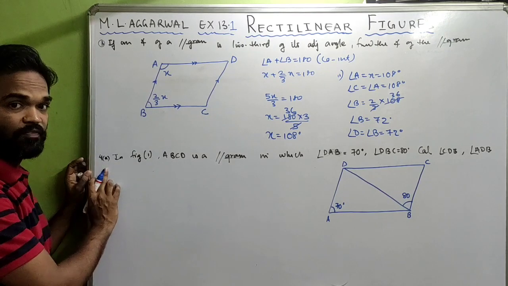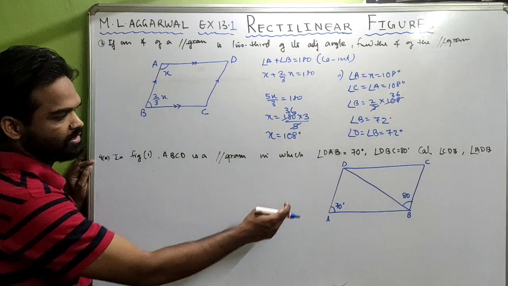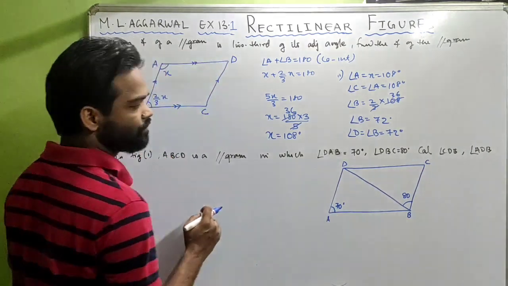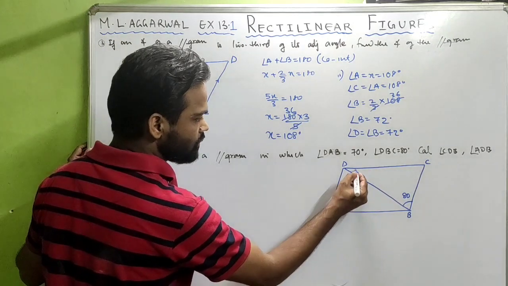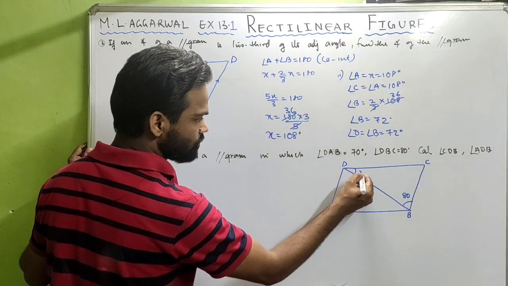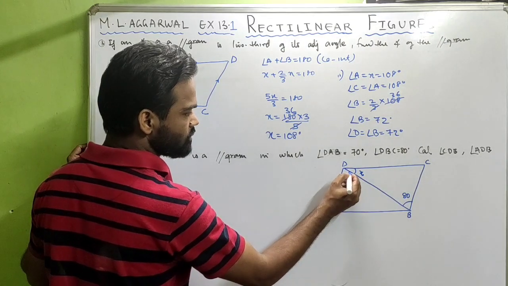Now, sum number 4, part A. In the given figure, ABCD is a parallelogram in which angle DAB is 70 degrees, angle DBC is 80 degrees. Calculate angle CDB, this angle they want, and angle ADB, this angle they want.